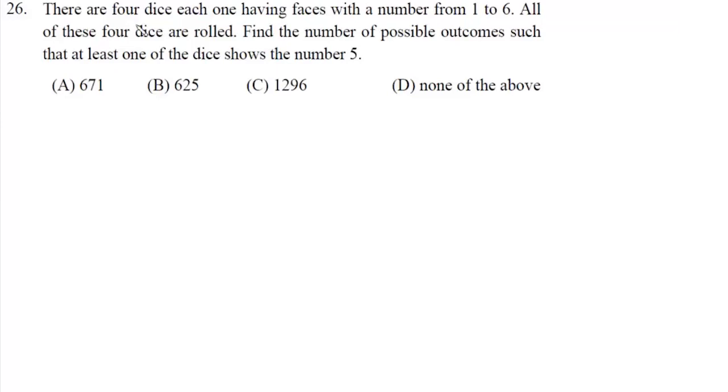Now question number 26 is there are 4 dice, each having numbers from 1 to 6, and all of them are rolled.